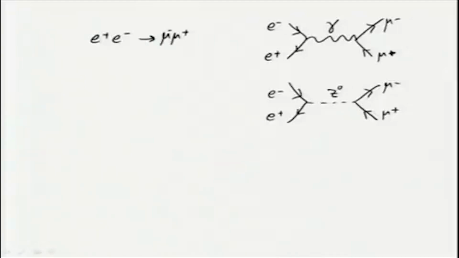Okay. Now, when we consider e plus e minus going to mu plus mu minus, we should be considering both of these. Indeed, the electromagnetic interaction here dominates compared to the weak interactions, but this statement depends on at what energies the electron and positron are colliding each other. So, many times this becomes very important.